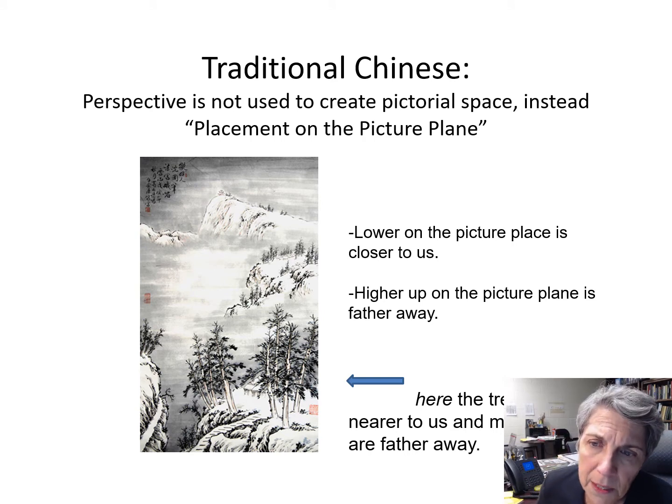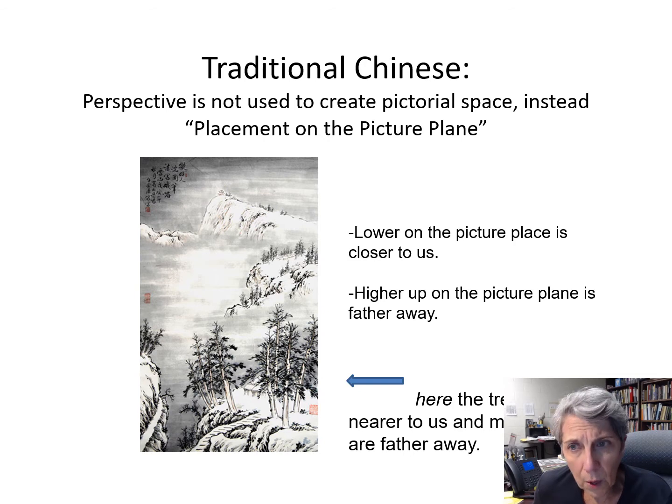Now, a picture plane is just this rectangle. But when something is located in the lower region on the picture plane, that means it's closer to you. When something is high up on the picture plane, that's further away. Okay? And what also we have here is things smaller are further away. Okay?